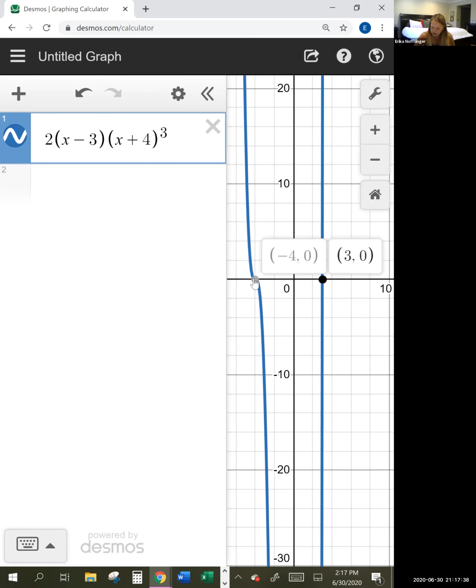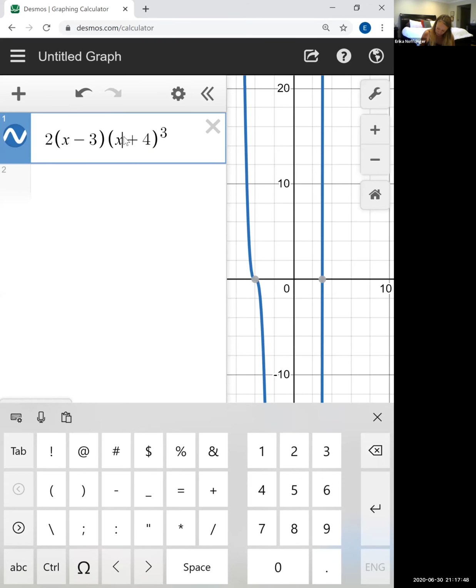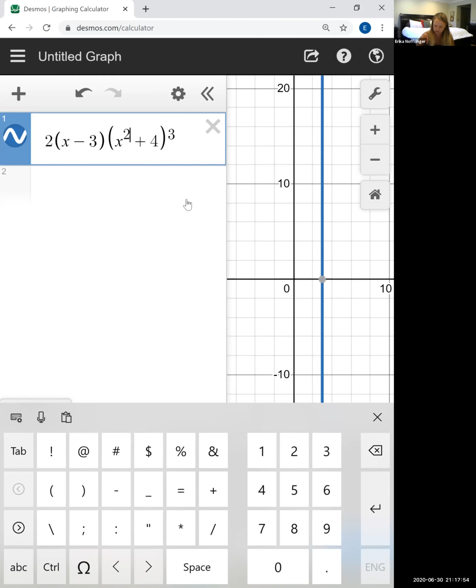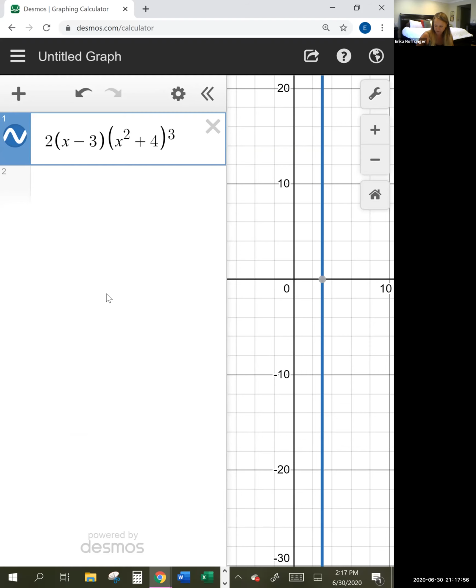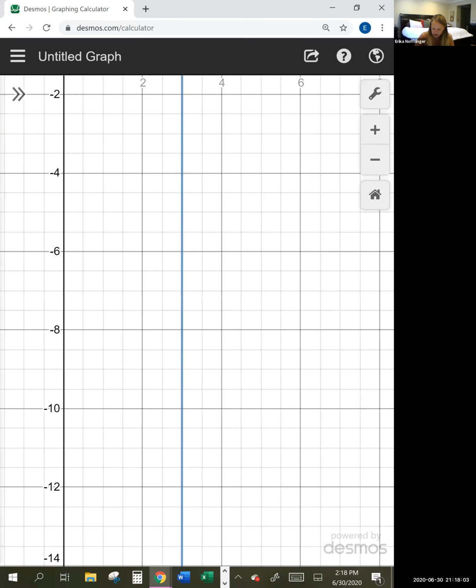There's something wrong here. You forgot the x squared. Ah, that's what, I'm like, there's no way. I know it's not crossing more than twice. Thank you. There we go. Let's see if we can get rid of that. I'll zoom.